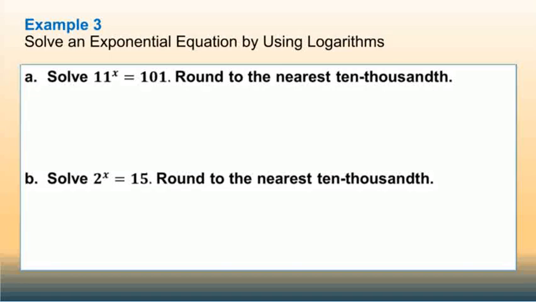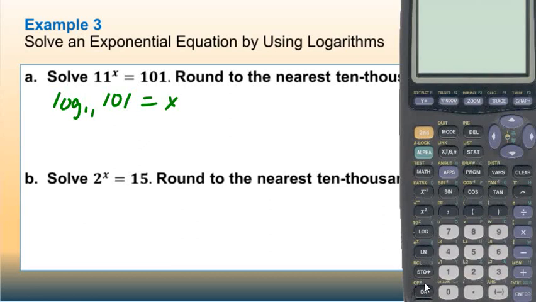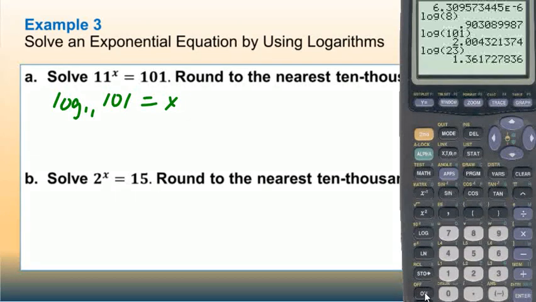Moving on to our next example, it says solve these exponential equations by using logarithms. We're going to round to the nearest 10,000, so four places. So here, if I were to write this as a logarithm, I would do log base 11 of 101 is going to equal x. So on our calculator, we're going to type in logarithm. So log base 11 of here.